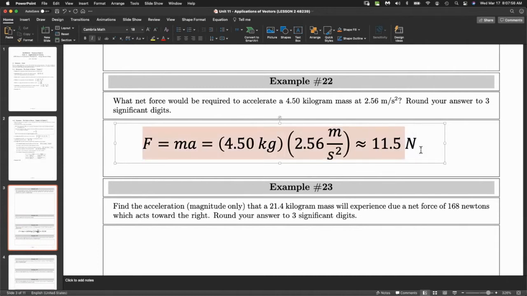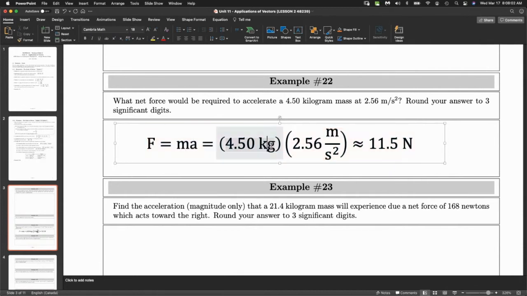is that the units are kilograms for mass. Make sure you have kilograms here. I need to highlight this. You need to have kilograms, meters per second squared for the acceleration, and newtons for the force. Those go together, a package deal.